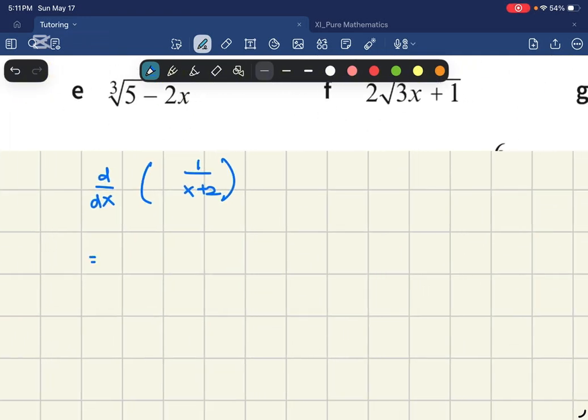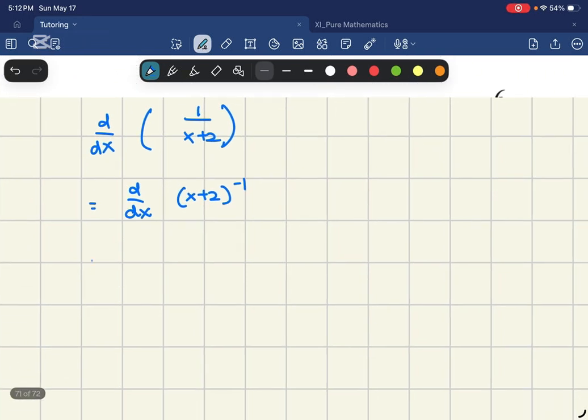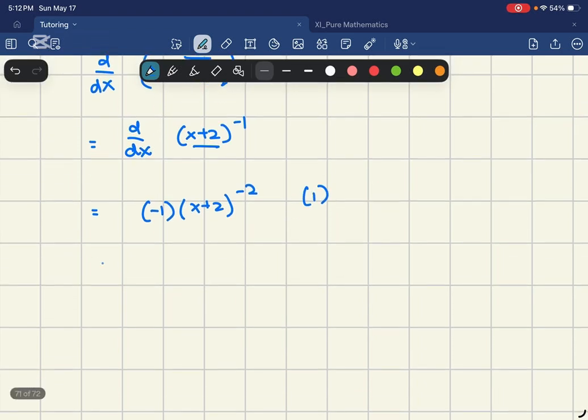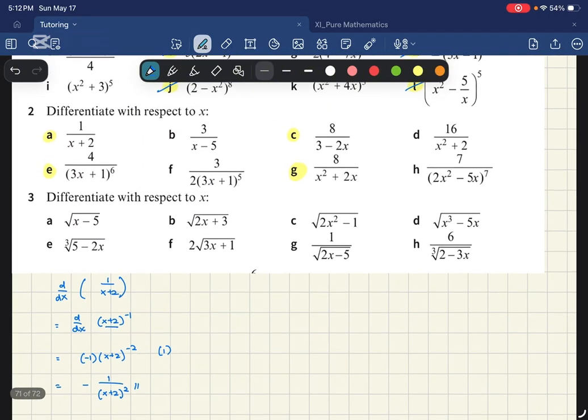So that is going to be d by dx. I can write the second part as x plus 2 to the power minus 1, right? And now you do minus 1 times x plus 2 to the power minus 2. And whatever is inside, you differentiate it again. And when you differentiate x plus 2, you're going to get 1, right? So times 1. The times 1 is not going to make a difference. So you have minus 1 over x plus 2 squared. All right, so we're done with A.